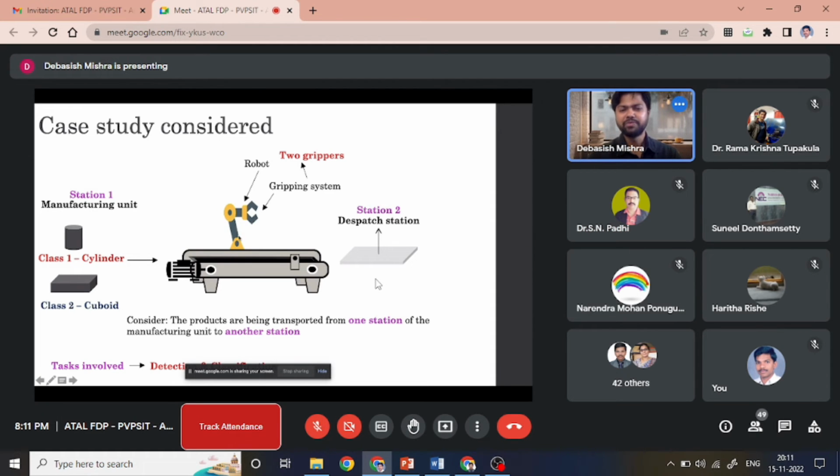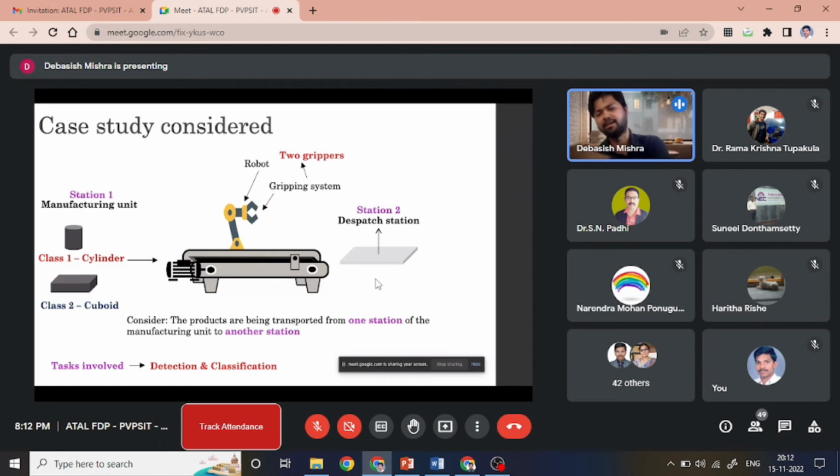So this is the robot with the gripping system, and this gripping system depends on what sort of object it will encounter, and we have taken two discrete cases. Case one is a cylindrical type of object, and case two was a cuboid object. So the problem that we were dealing with here is the detection. The robot has to detect the object which is coming on its way, and it also has to classify, and accordingly it will select what gripper is necessary to pick that object, and once it has picked, it has to place it at a different station.